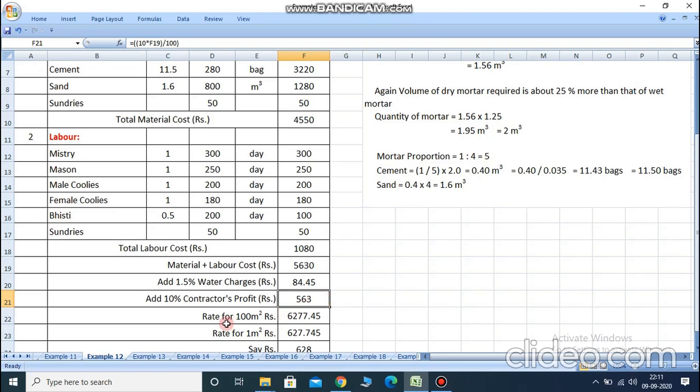So here the rate for 100 meter square is the summation of all these values: 5630, 84.45 rupees and 563 rupees. So we got the final answer for 100 meter square as 6277.45 rupees. So for the rate for 1 meter square, here 6277 divided by 100.